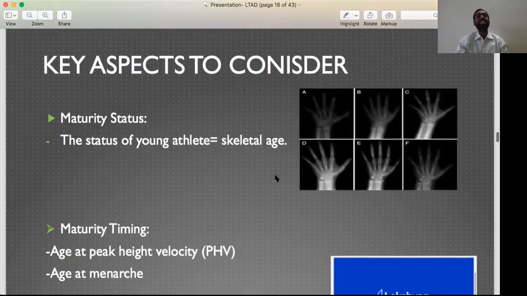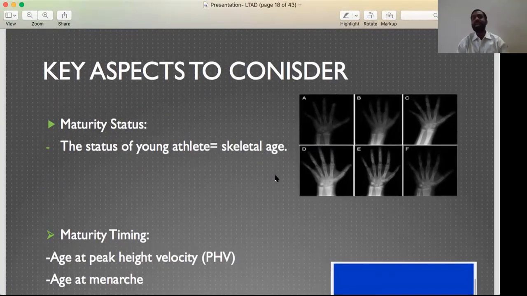So what are the key aspects to consider here? I keep saying maturity, biological maturity, let's say skeletal maturity. What exactly does it mean? The simple factor to understand the maturity status is the status of his skeletal age at that point of time. So just to give you an example, you can take a group of 13-year-old boys, everybody across probably a football team, 18 of them, all of them will not be in a similar skeletal age.